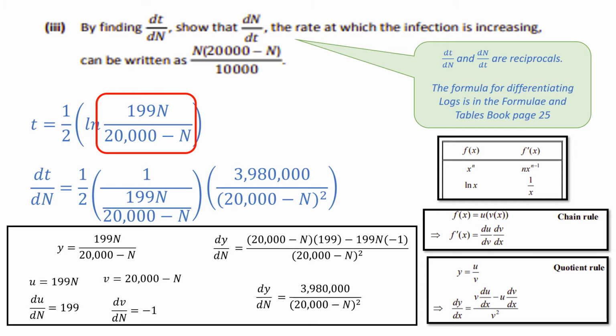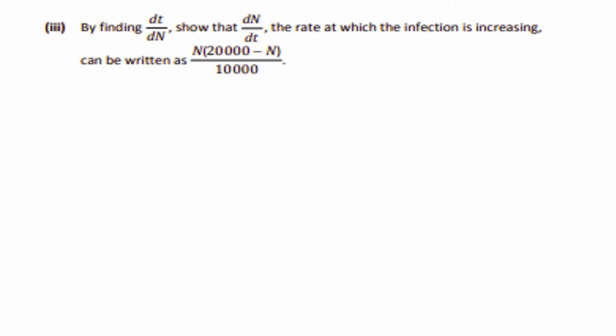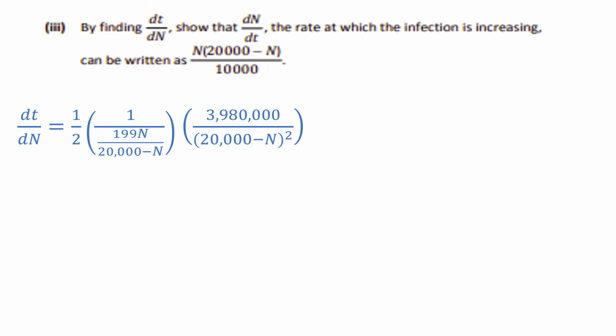So my final answer for dt dn is a half times 1 over 199n over 20,000 minus n, times 3,980,000 over 20,000 minus n squared. I haven't multiplied out that denominator. I've left it, and I'll multiply it out if needed in a minute. So we have dt dn as this, which is quite complicated, and we want to simplify it.